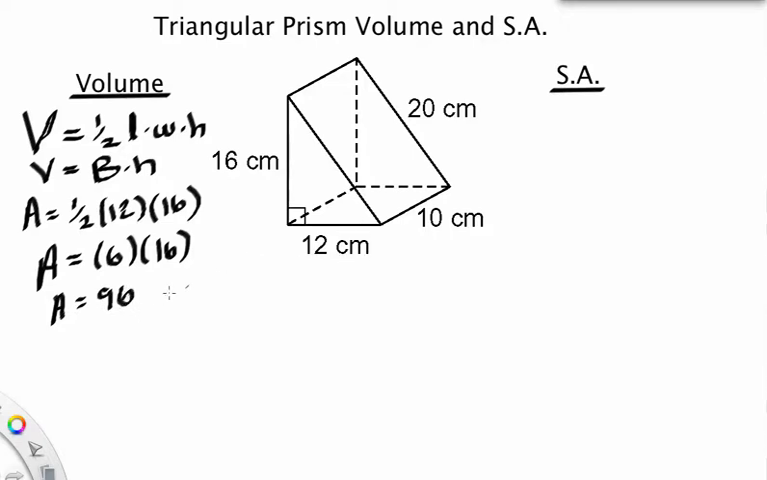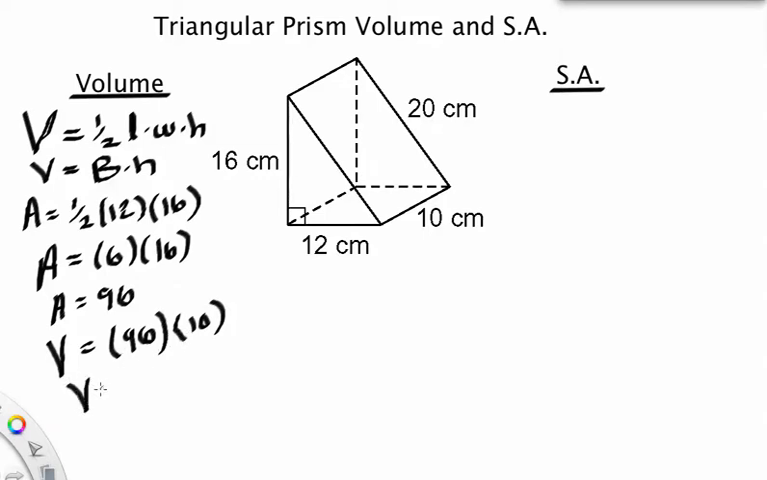Lucky for me, once I get that, when I go to volume equals the area of the base, which we said was 96, the height of this prism is 10. So I'm going to multiply 96 times 10. I love doing that because any number times 10, I just multiply it and add a 0 onto the end.